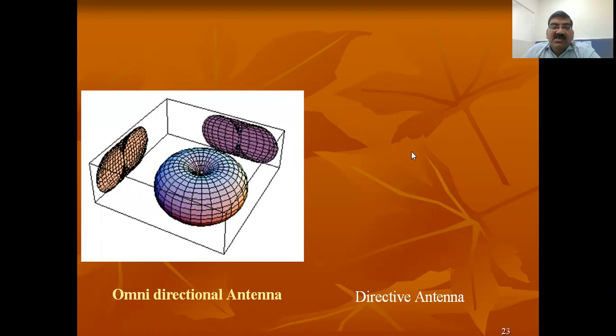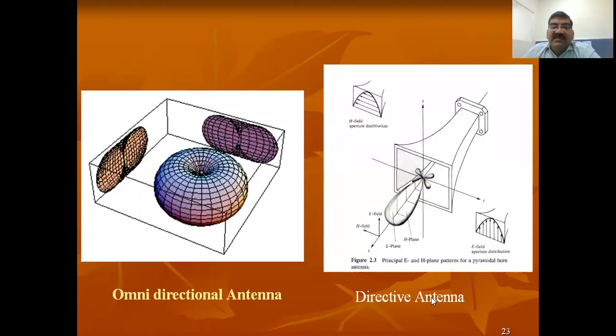Now, this is an omnidirectional antenna, and this is a directional antenna. Omnidirectional means, as I show in this XY plane, okay, this is the 3D pattern. In the XY plane, it is a sphere, but in the vertical plane, it is not similar.